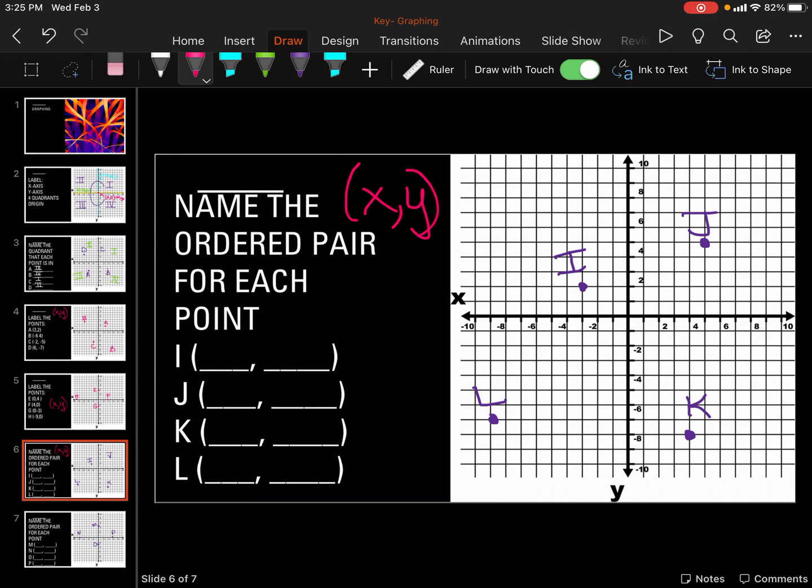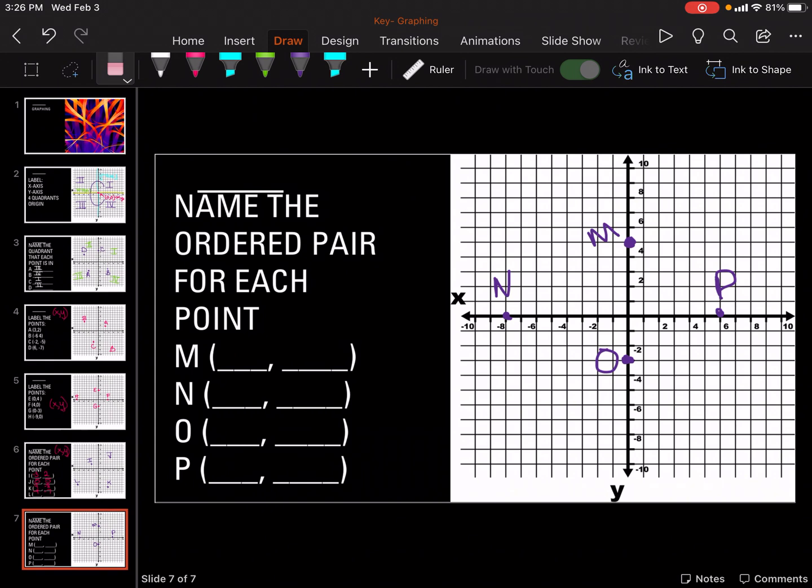So for I, we are coming to the left, -3 and up 2. So -3, 2. For J, we're going to come over 5 and up 5. So it's going to be 5, 5. K is going to be 4 to the right, and then down -8. So 4, -8. And L is -9, -7. So remember, halfway between -6 and -8 is -7.